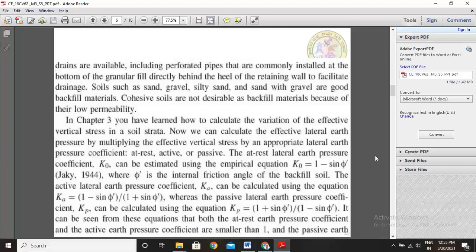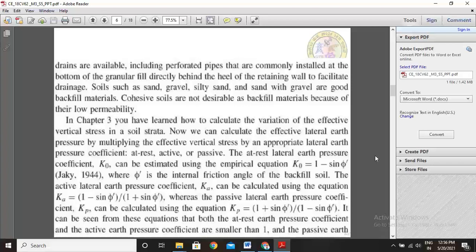Soils such as sand, gravel, silty sand, and sand with gravel are good backfill materials. Which types of materials are used for backfill? Sand, gravel, silty sand, and sand with gravel are good backfill materials. These are the available materials, and you decide by using these types of material as backfill.